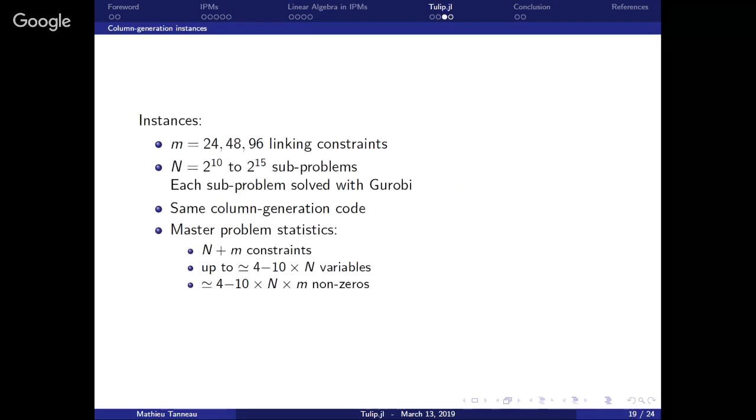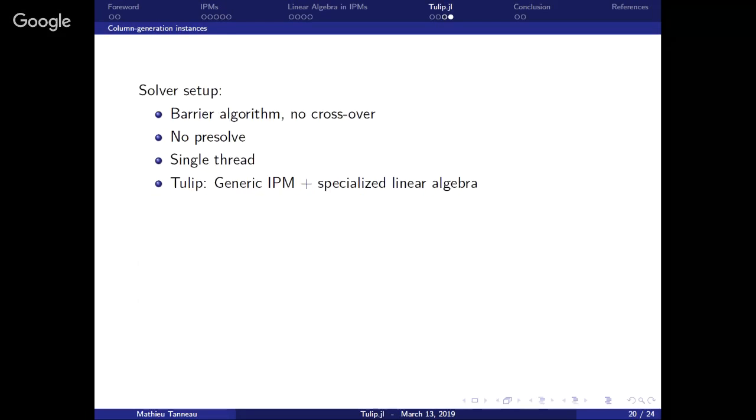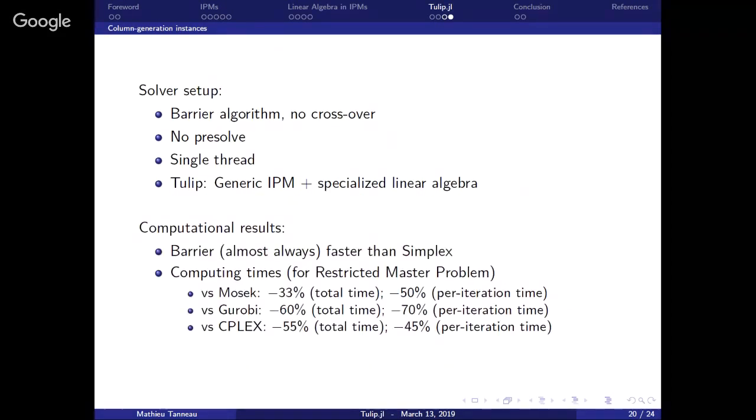And so I use the same column generation code, and I try to change the solver, say, my solver or Mosek or Gurobi to solve the master problem. And it turns out that my code is faster overall, but I really want to look at the per iteration time, which is significantly faster than state-of-the-art commercial software. So, I mean, this is common sense. There is structure, I exploit structure, I'm faster than something that doesn't exploit structure.